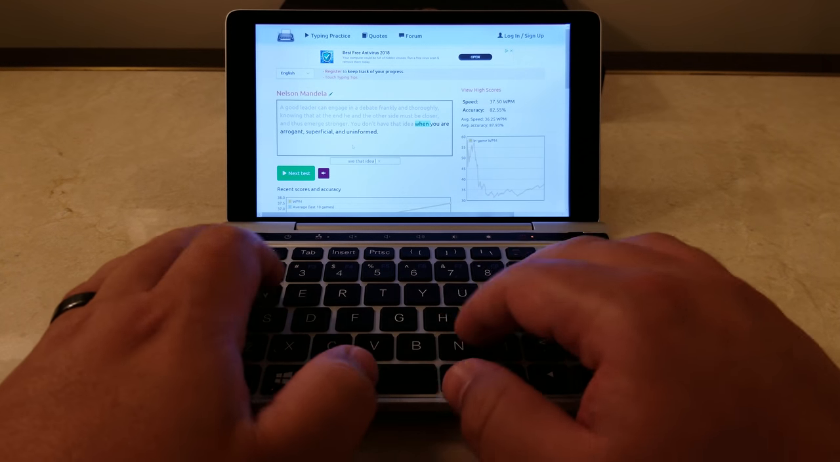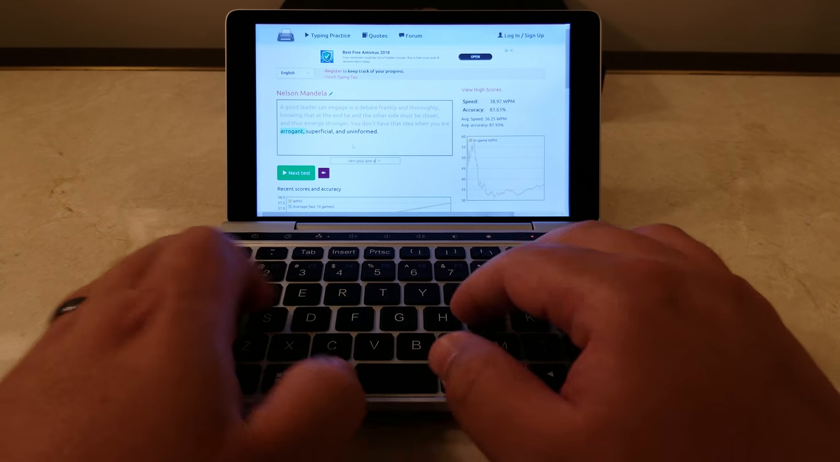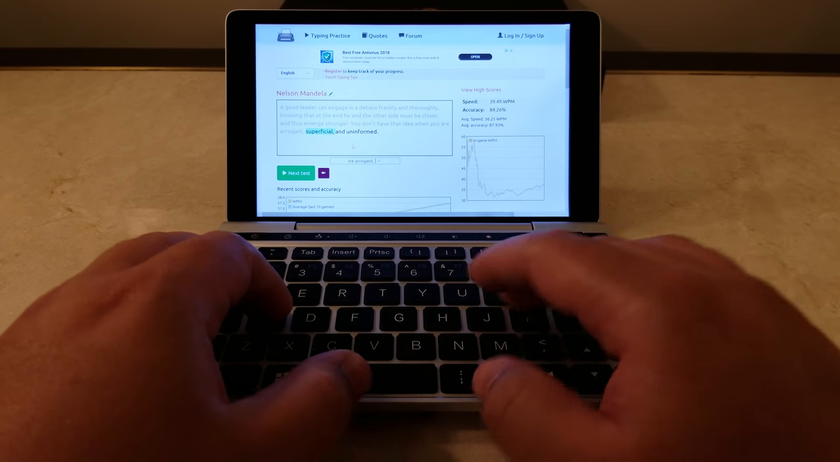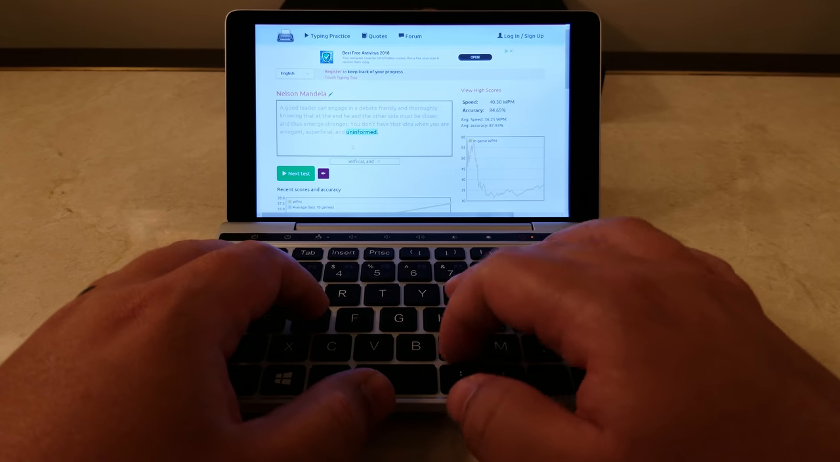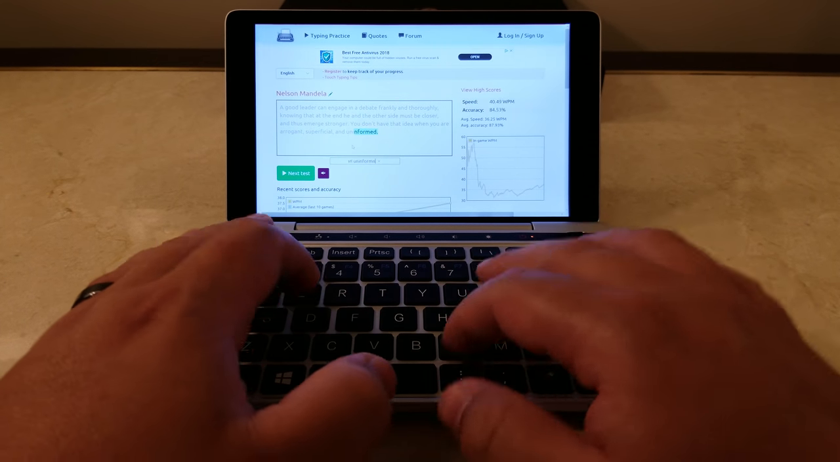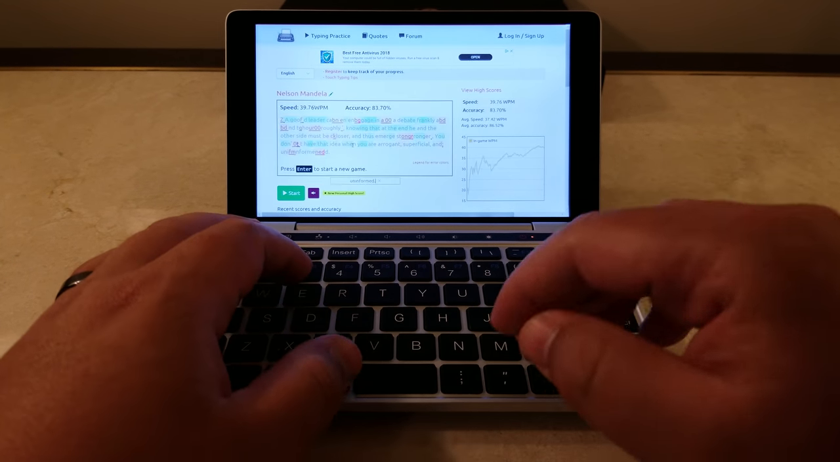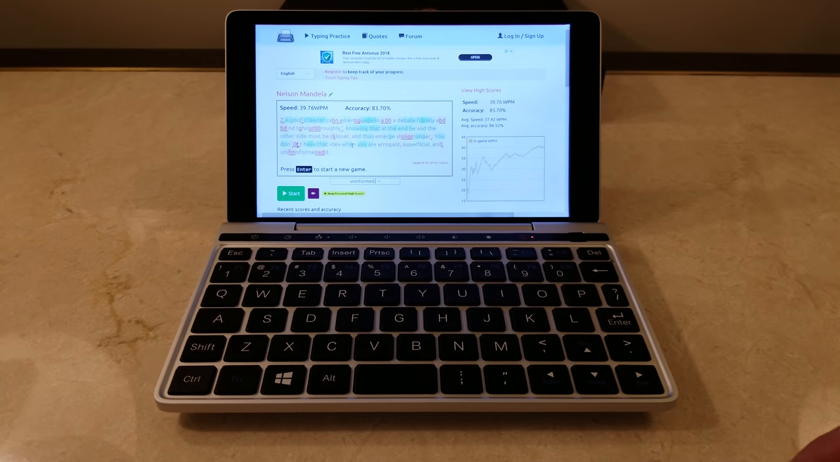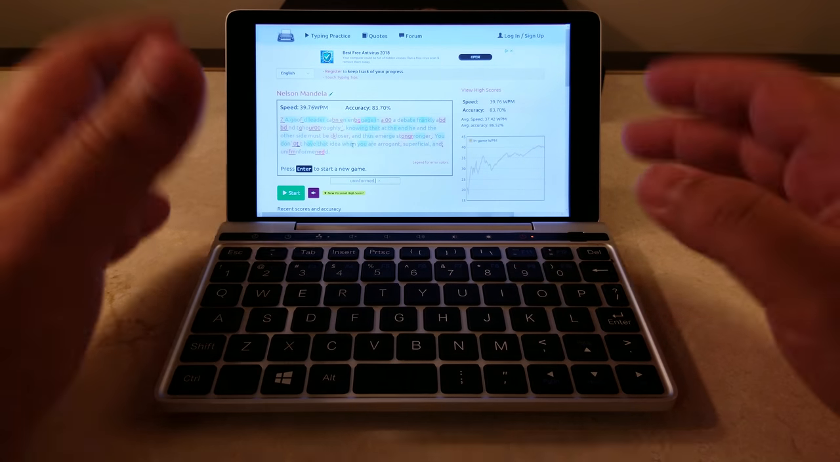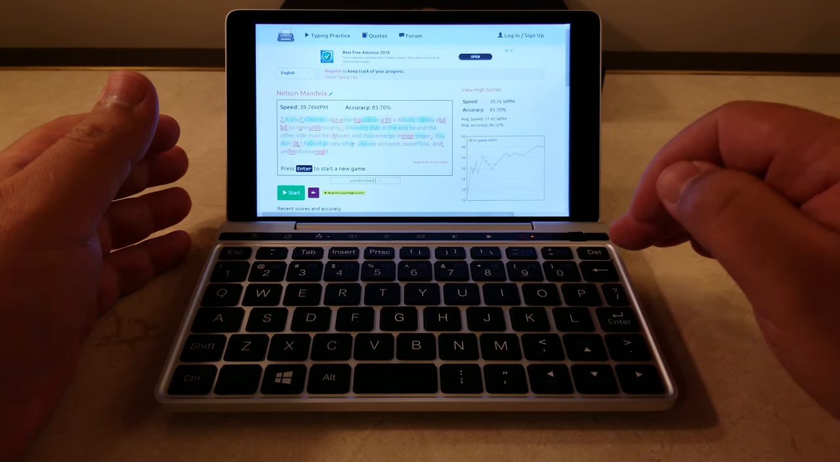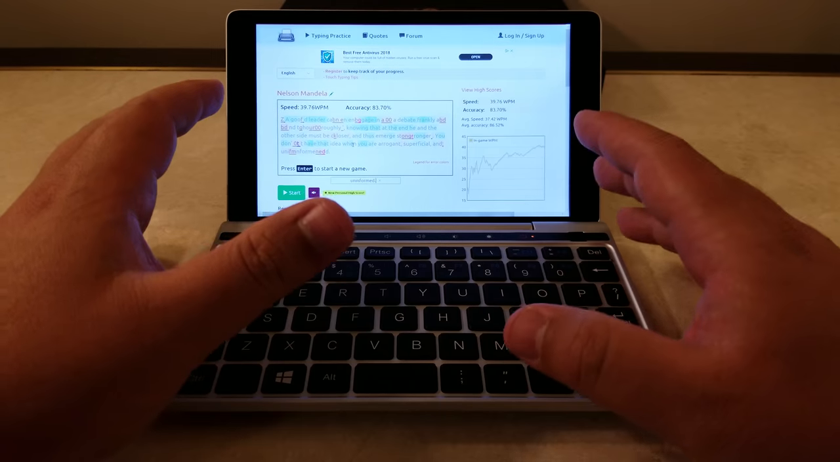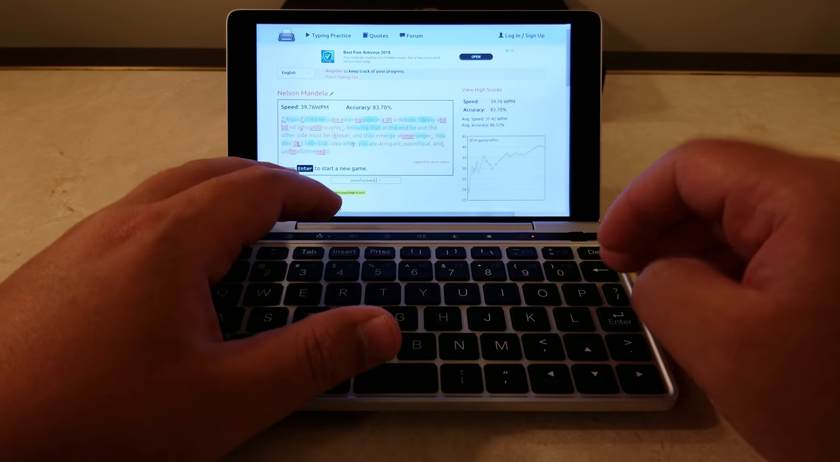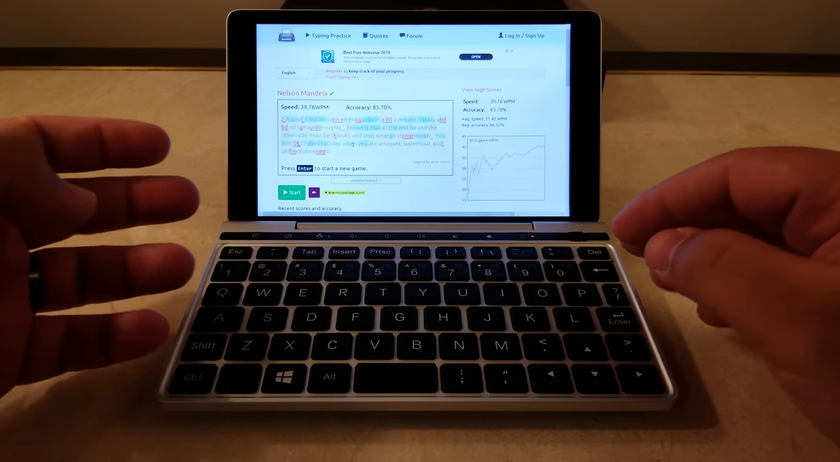That idea when you are arrogant, superficial, and uninformed. So more closer to 40 words per minute. But more importantly, hopefully showcasing how quickly I can hit the backspace key without even having to think about it. I'm not trying to think about where the backspace key is. I'm just hitting the backspace key.